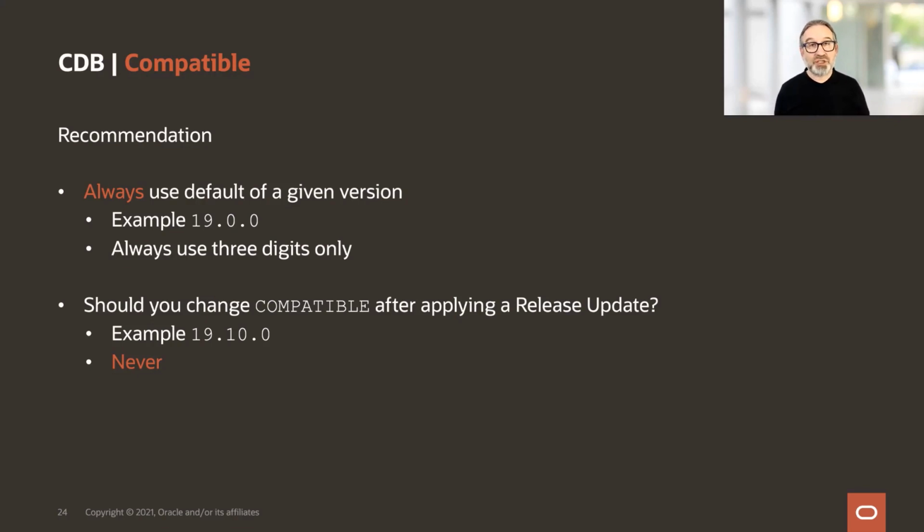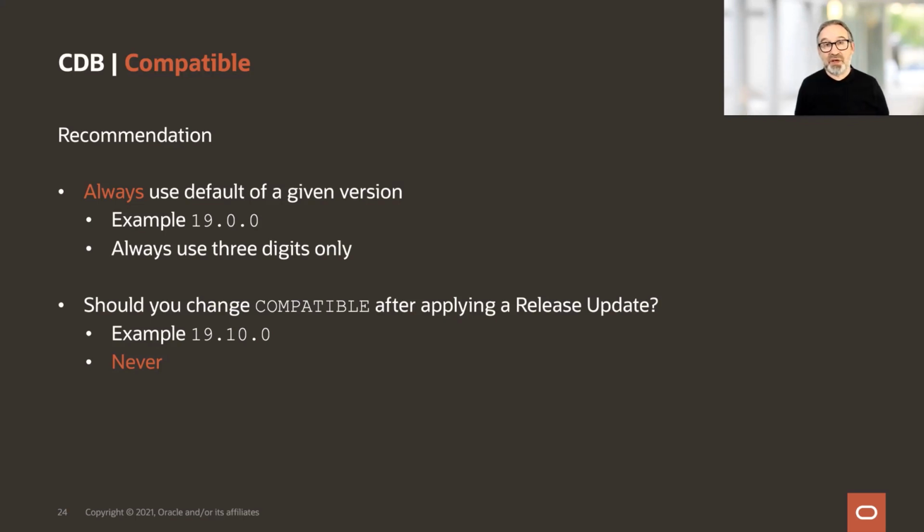Also, the typical question: should we increase compatible when we apply a patch or a release upgrade? No, never. Never, with a footnote. There was an exception in 19.10 when you would like to use a new feature which required that you change compatible, but do this only if you can change compatible in your entire landscape. So keep compatible always the same in the release you're using. Don't have one database in 19c with compatible 19.3, and the next one with 19.0.0.